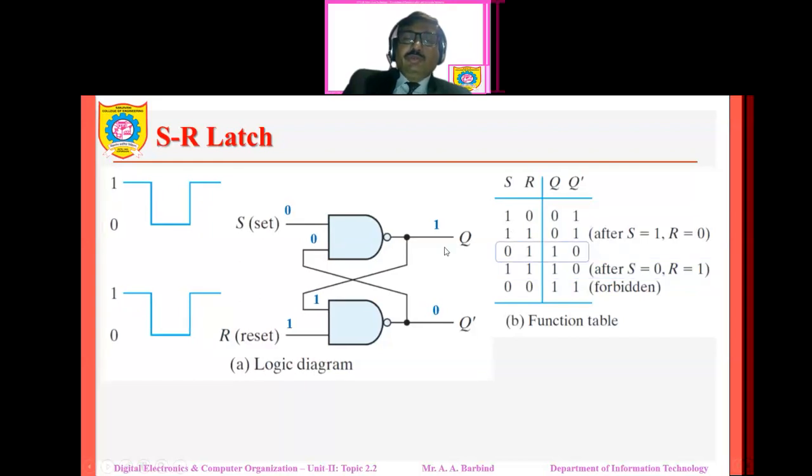Whereas when you give the input as 0 1, then in that case you will find that the output of the SR latch will be 1 0. Whereas if you give the input as 0 0, then in that case both the outputs of this particular latch will be 1 1, and this is said to be the forbidden state of the flip-flop. So we should never give the inputs as 0 0 to this particular latch.